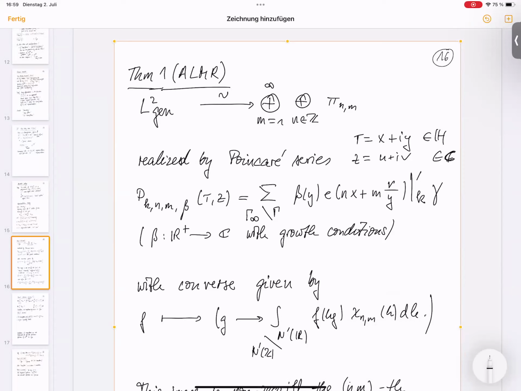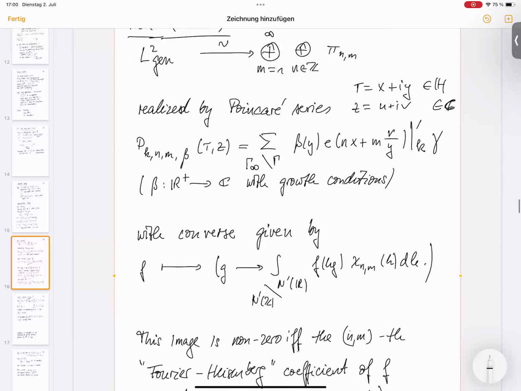If you're confused why there is a v over y floating around, this is maybe an artifact of what you might call choosing bad coordinates. Sometimes it's convenient to represent z as u plus iv, and sometimes it's convenient to represent it as multiples of tau plus a real number. If you do that, then there's no fraction appearing there, but then you have bad expressions at other places.